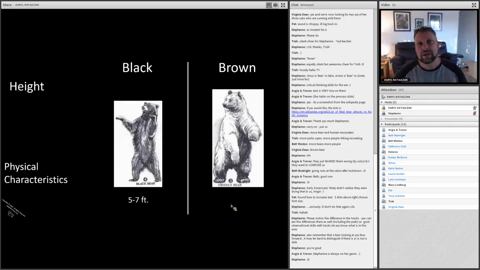Height-wise, the brown bear is bigger. Typically a black bear is 5 to 7 feet tall when it stands on its hind legs, and a brown bear is 6 to 9 feet. So once again, there's a lot of overlap in there, which is again why size is not a good characteristic.